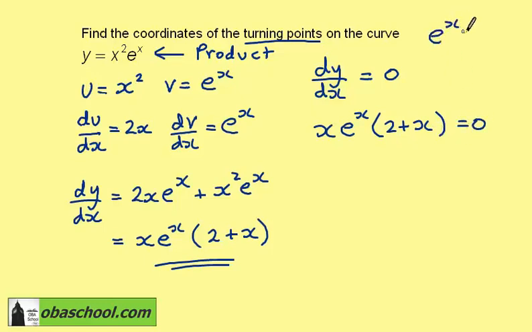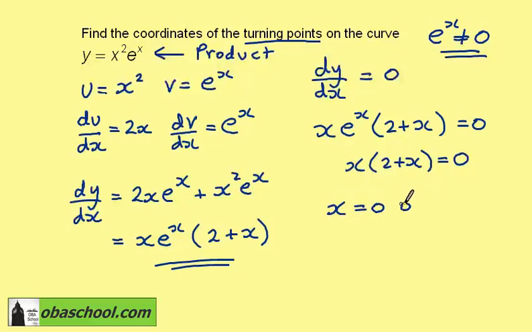One thing we should note is that e to the x can never be 0. Just consider the graph. The graph of an exponential function never reaches the x-axis and therefore never takes the value 0. So we must have x times 2 plus x equal to 0. This gives us that either x is equal to 0 or x is equal to minus 2.